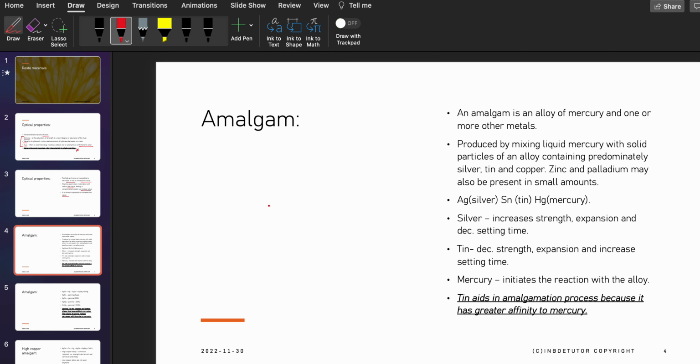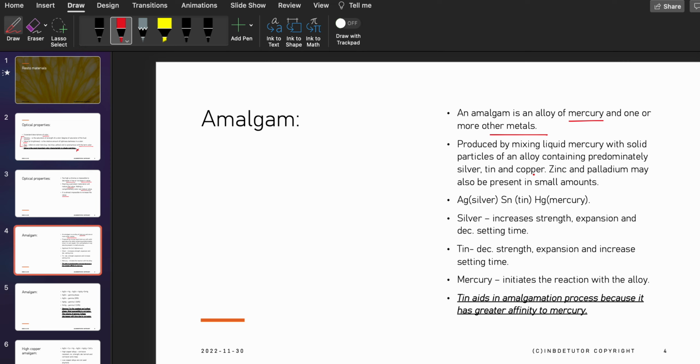So moving ahead, we will be talking about amalgam. Now we know that amalgam is an important filling material or restorative material. Amalgam is an alloy of mercury and one or more other metals. Now, how is amalgam produced? We actually mix the liquid mercury with solid particles of an alloy containing predominantly silver, tin, and copper, and a little amount of zinc and palladium are also present.